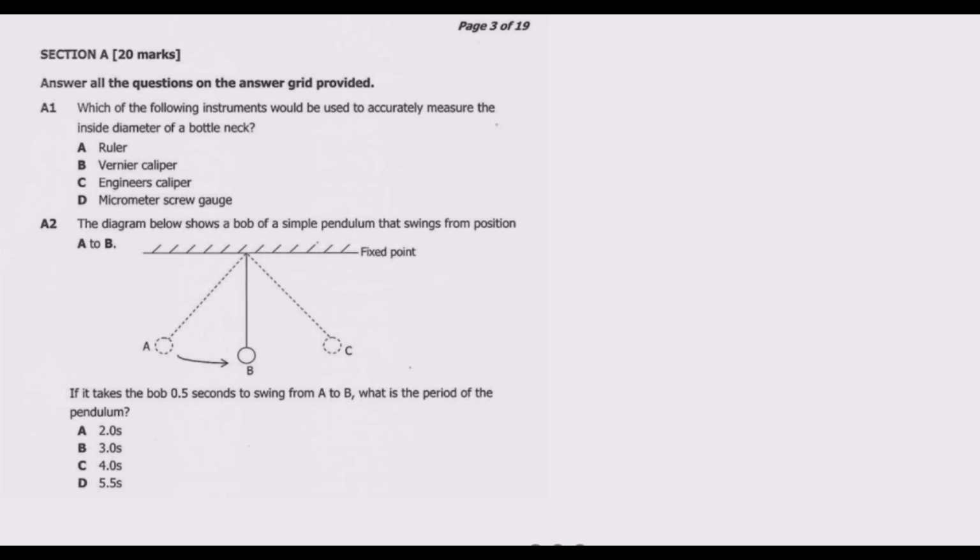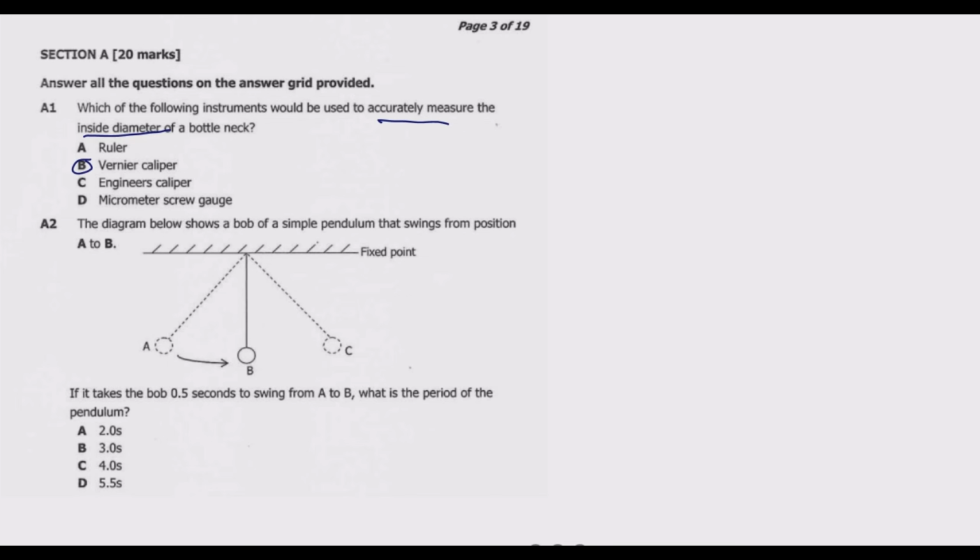Which of the following instruments would be used to accurately measure the inside diameter of a bottle neck? We have A, the ruler; B, the vernier caliper; C, engineer's caliper; D, micrometer screw gauge. The best instrument to accurately measure the inside diameter is the vernier caliper.